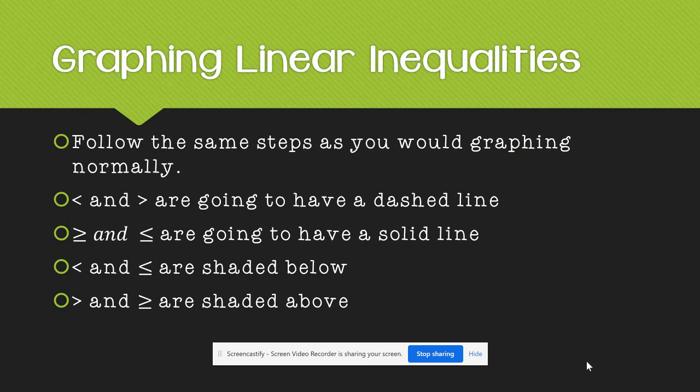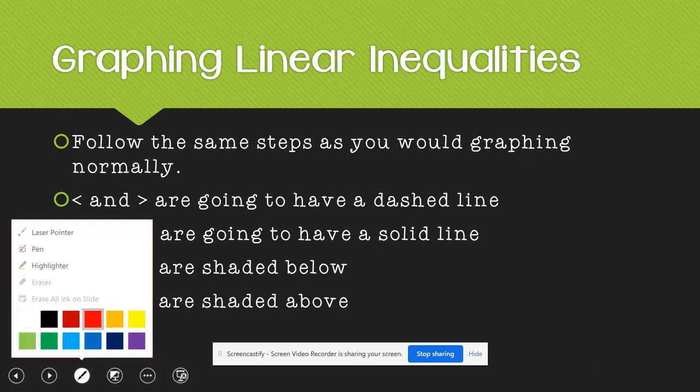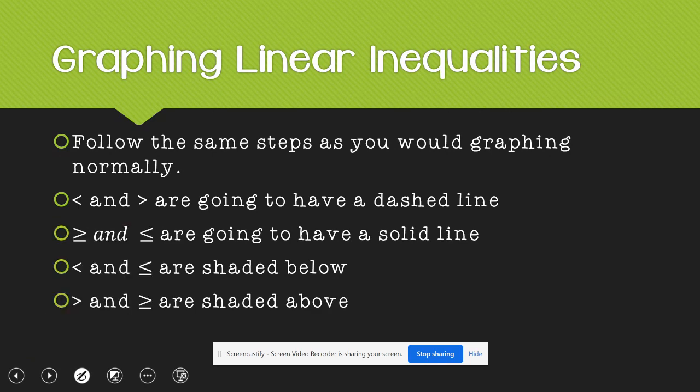So we're going to follow the same steps as we would graphing normally. So we're going to graph the y equals mx plus b. So we're going to graph the y-intercept first and then use that y-intercept and find the slope to graph the line. The only difference in a linear inequality and a linear equation is that it's going to look something like this. Y is less than negative 2x plus 5.